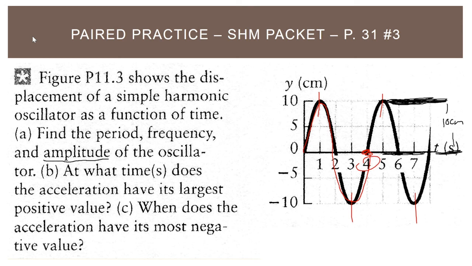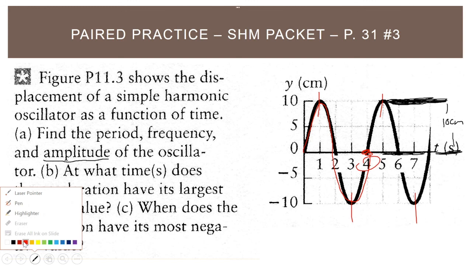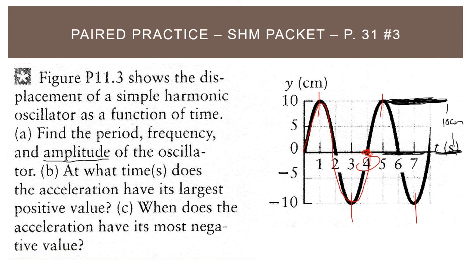Part B is asking us at what time or times does the acceleration have its largest positive value? Acceleration is the time rate of change of velocity. The acceleration has its largest positive value when the velocity is changing from a negative value to a positive value. And so that happens down here at the troughs.